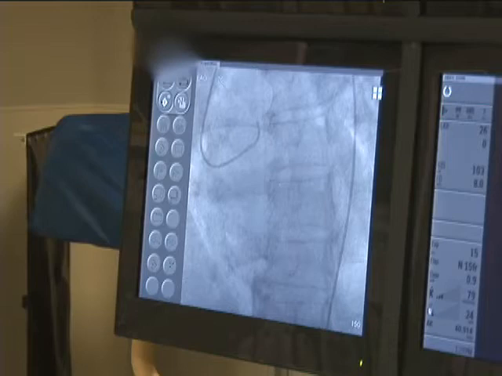An automatic contrast power injector with an integrated hemodynamic monitoring system is used in this video, although a standard catheterization manifold may also be used if a power contrast injector is not available. The catheter and injection tubing are aspirated and cleared of any air bubbles.